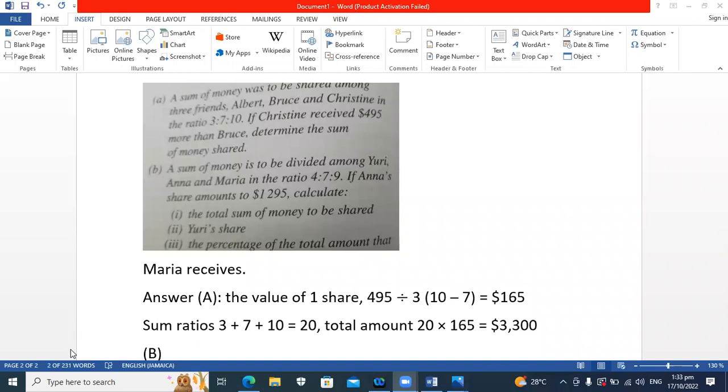And how do you find the percentage of anything? You times it by 100. All right, so let me say it again. The answer for part 3, it says the percentage of the total amount that Maria receives. So you work out how much Maria got, and you divide that by the total amount that you worked out in part 1 and times it by 100, okay? Follow? Yes, sir.